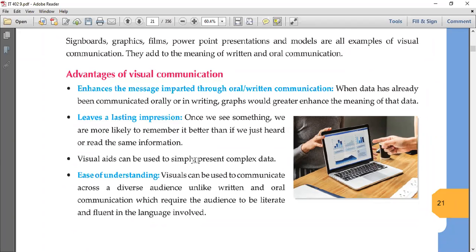Certain visual aids can be used to simply present complex data. As I told, if you want to show the comparison of marks of all the students, if you say it or speak it or even if you write it, it will be difficult. But if you create a graph of that, it will be easier for the person to understand, right? So complexity can be removed by using this. So ease of understanding, again the same point.